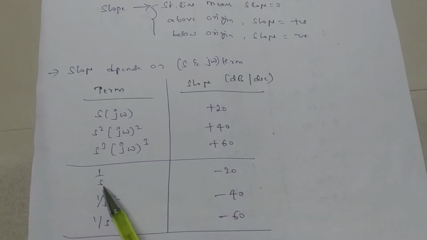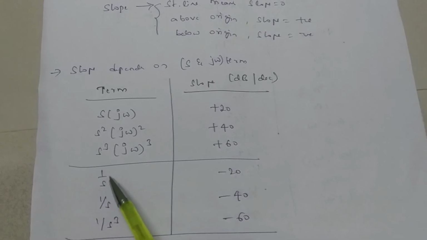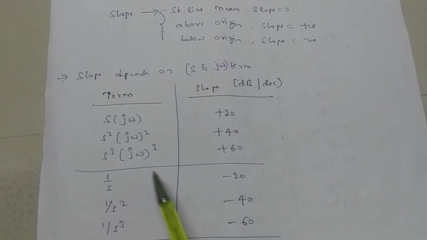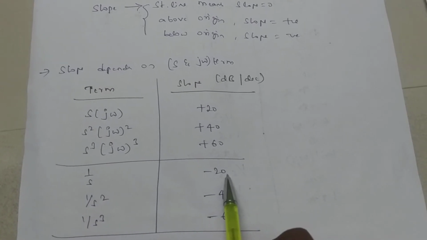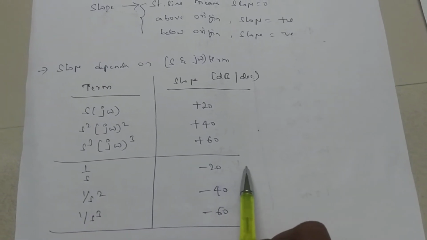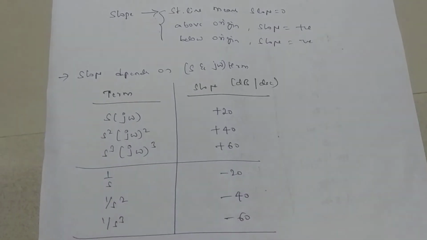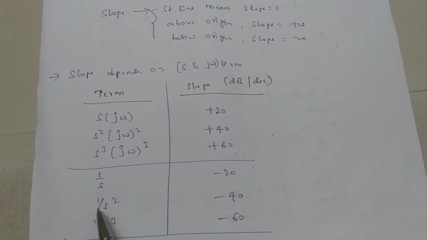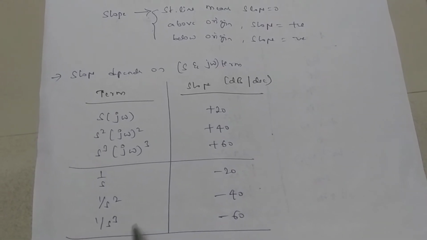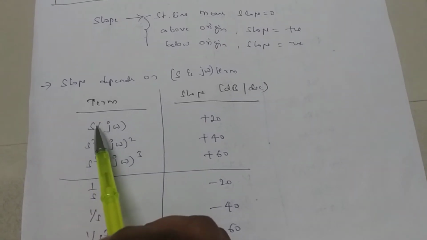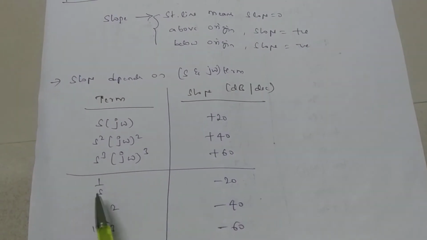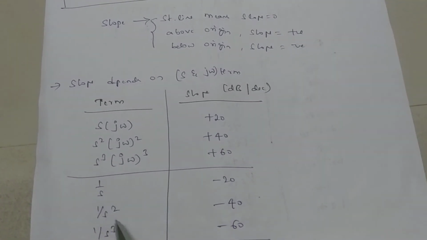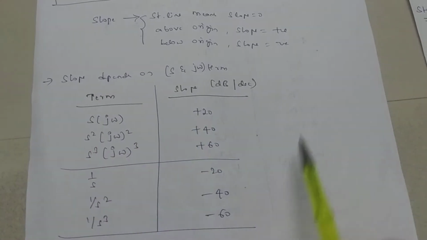60. If they are given 1 by s in the denominator part, we have to take a negative value, that is minus 20 decibel per decade. This you should remember. 1 by s is minus 20, 1 by s square is minus 40, 1 by s cube is minus 60. If it is s, it means plus 20; if it is 1 by s, it means minus 20. We have to take a negative value for 1 by s here. So this you should remember.